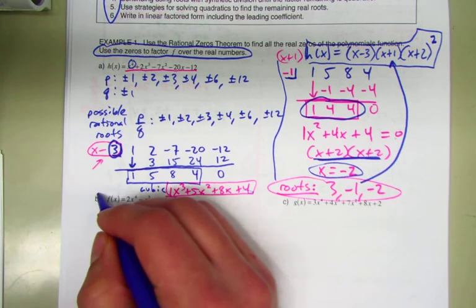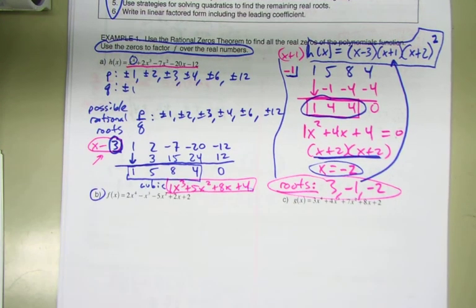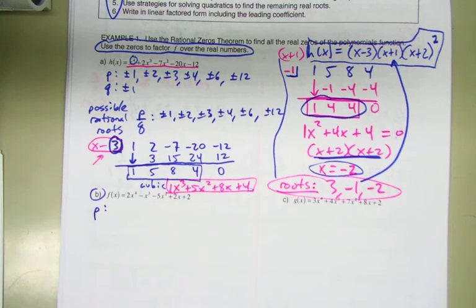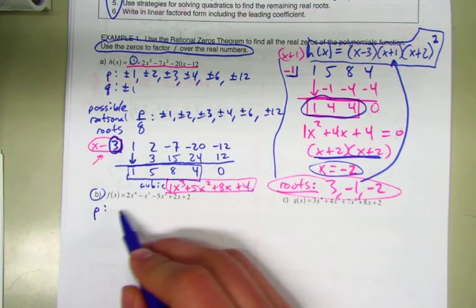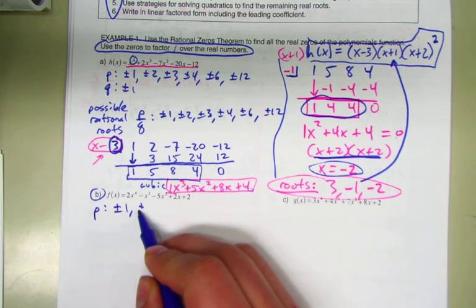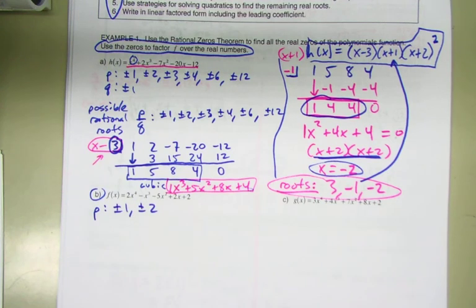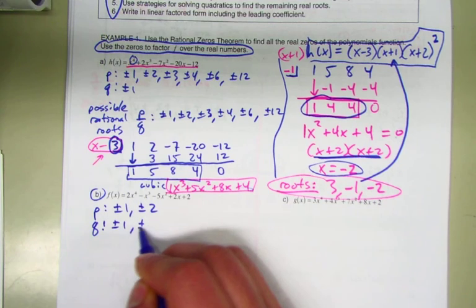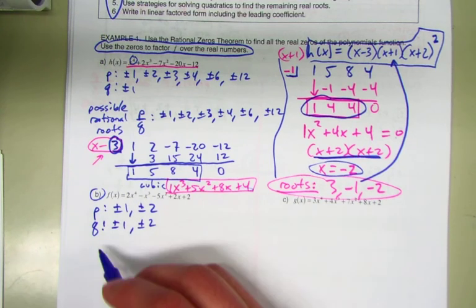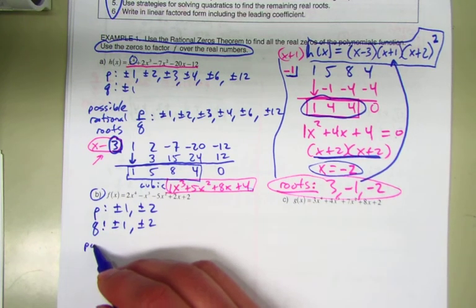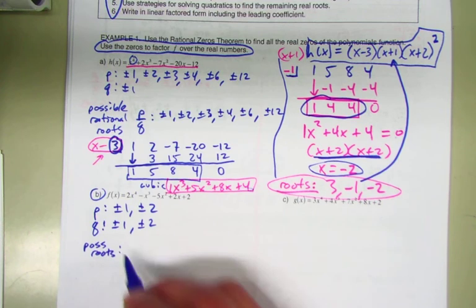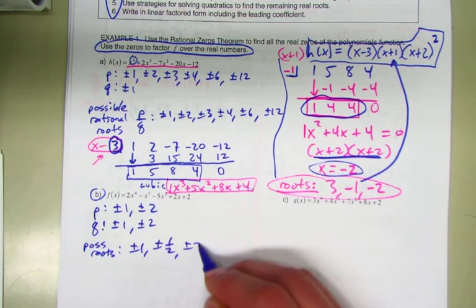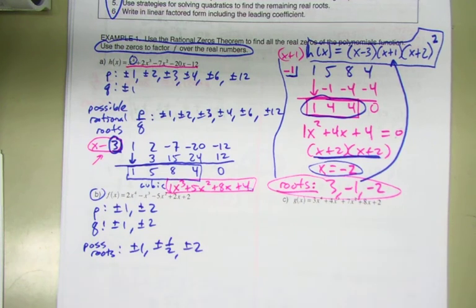Yeah, let's do B. Okay. What are all the p-values? 1 and 2, plus or minus 1, plus or minus 2. That's it. Q values, 1 and 2, also plus or minus 1, plus or minus 2. So your possible roots: 1, 1/2, 2, and then that's it.